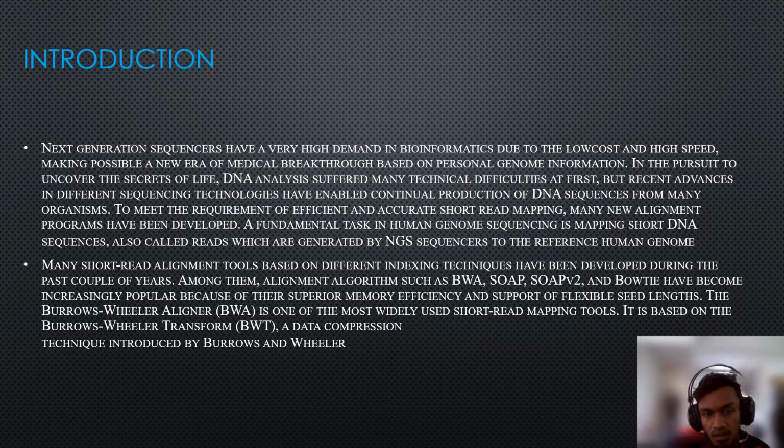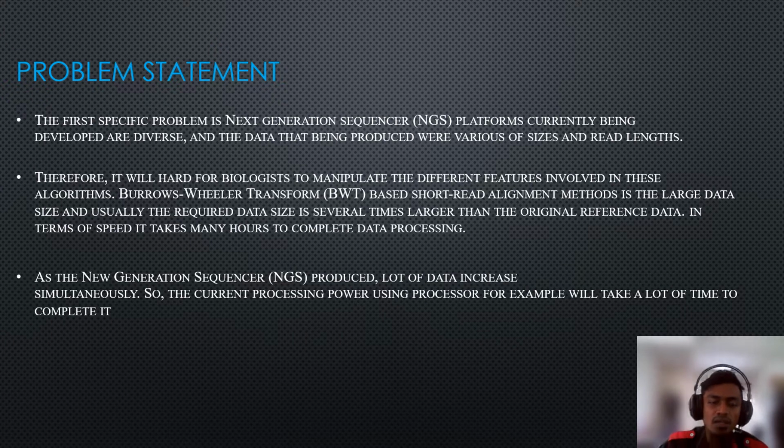Amongst them, alignment algorithms such as BWA, SOAP, SOAP version 2 and Bowtie have become increasingly popular because of their superior memory efficiency and support of flexible seed length. The Burroughs-Wheeler aligner (BWA) is one of the most widely used short-read mapping tools. It is based on the technique introduced by Burrows and Wheeler. So we move to the next slide.